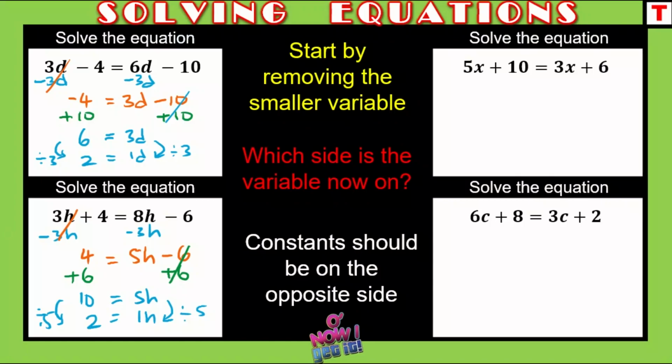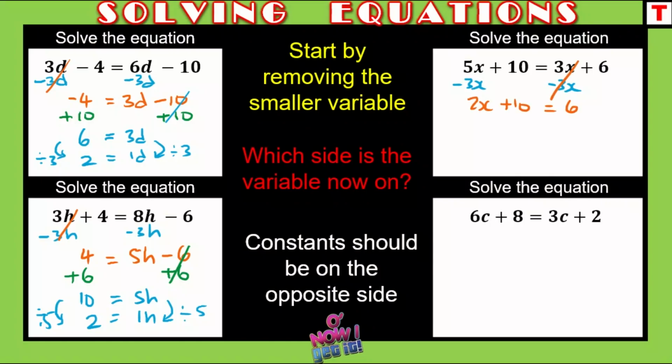Okay, let's have a look at the next one. I think we're doing very well there. Again, the first thing that we're going to be doing is to remove the smaller variable first. We're going to be comparing 3x and 5x. 3x is smaller, so we're going to be taking away 3x from the right and taking away 3x from the left hand side. Opposites will cancel. So now we have 5x take away 3x, which is going to leave us with 2x. So 2x plus 10 is equal to a positive 6.